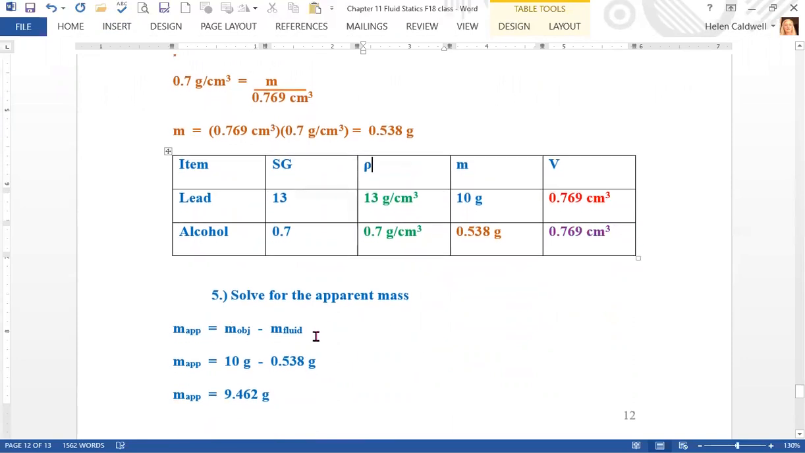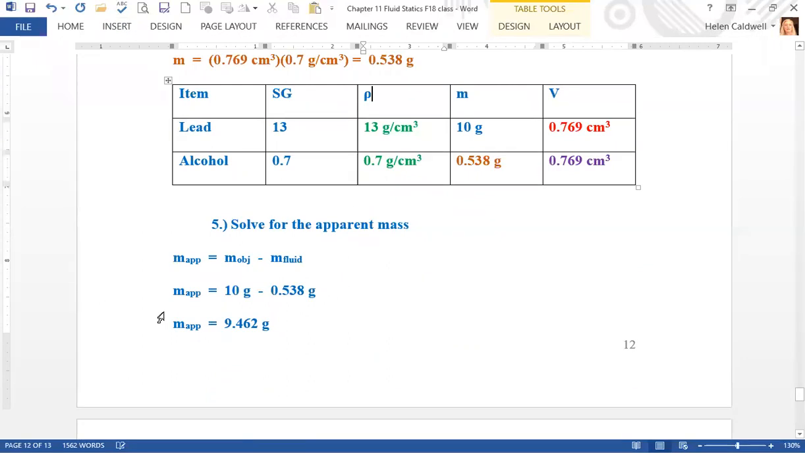Well, the apparent mass formula is the apparent mass is equal to the mass of the object in air minus the mass of the displaced fluid. And this will almost always in these problems be the very first formula you use or the very last one. It's almost always the very first or the very last. So for this one, it's the very last.